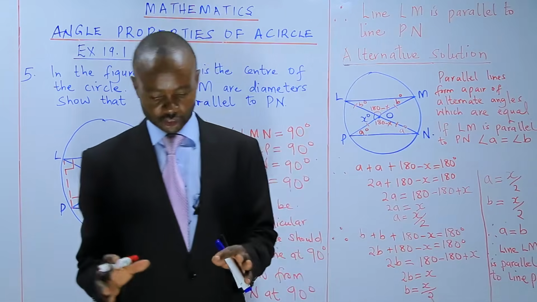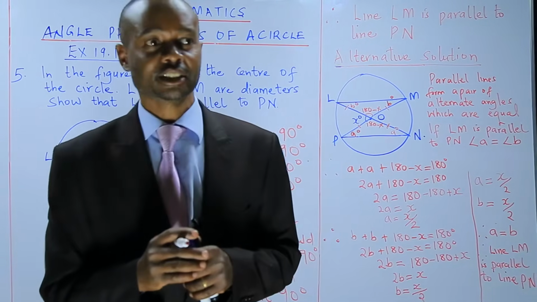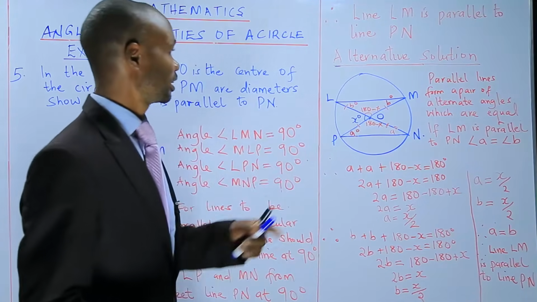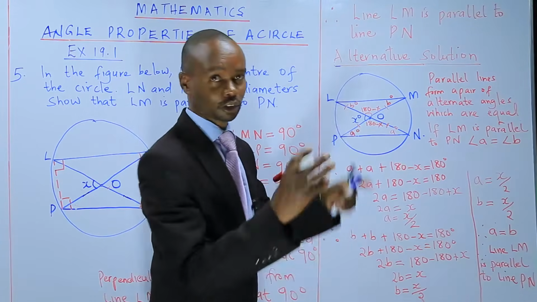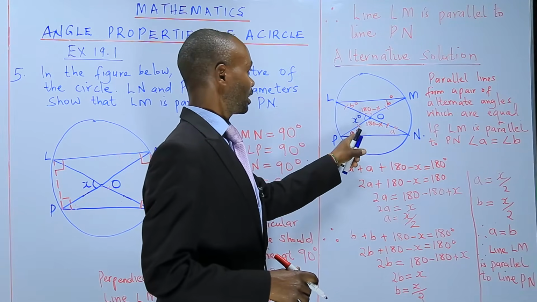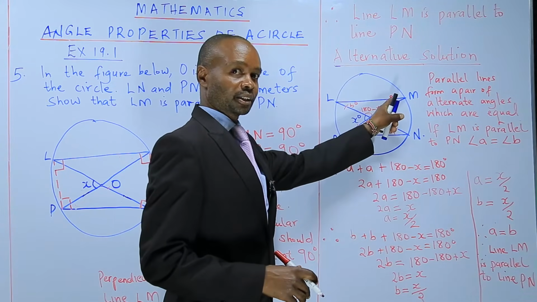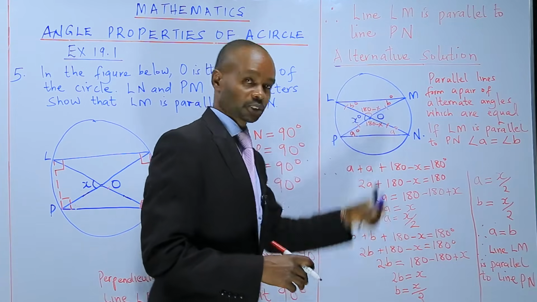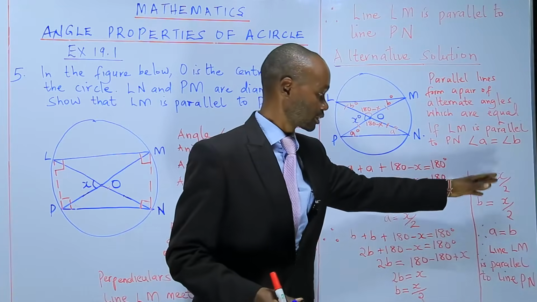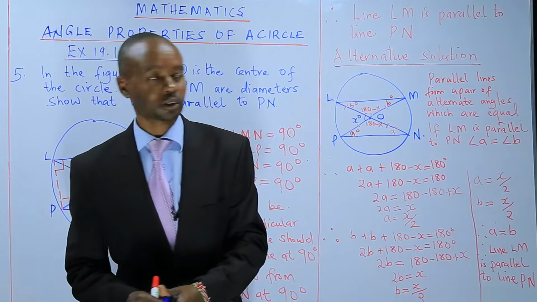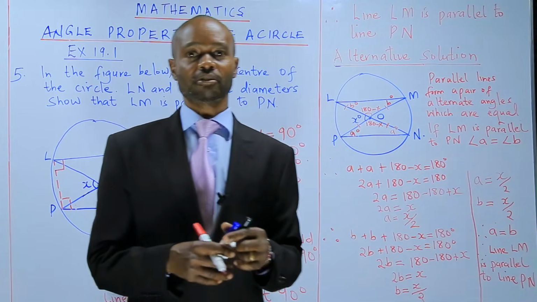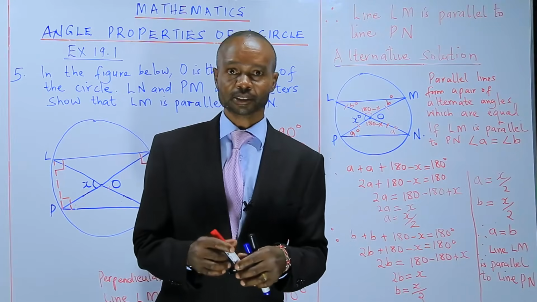So that is a proof that the two lines are parallel, because we found out that the pair of alternate angles they are forming, A is equal to B, will always happen when two lines are parallel. The two angles are alternate and equal, and we have proved the value is x divided by 2. So that is the alternative solution, which we worked using the value of angle x.